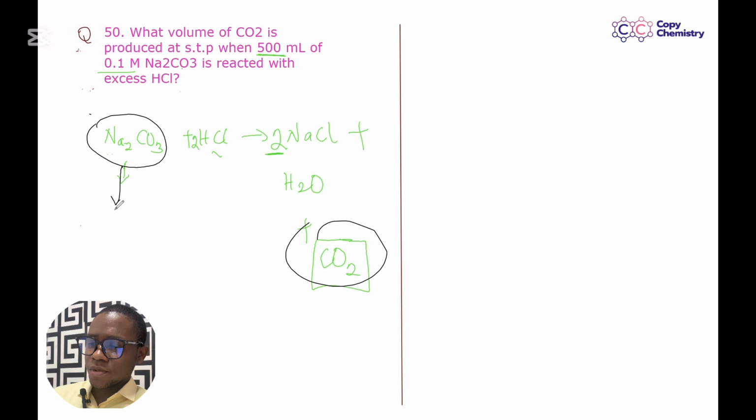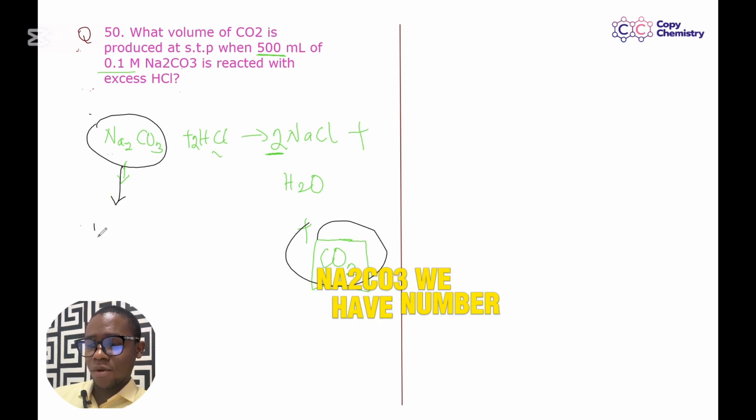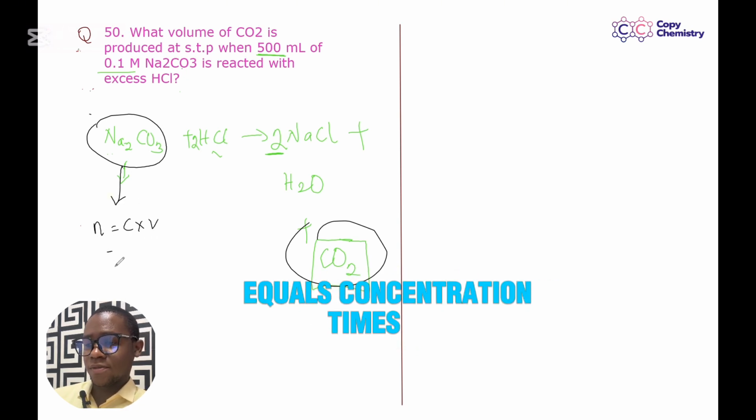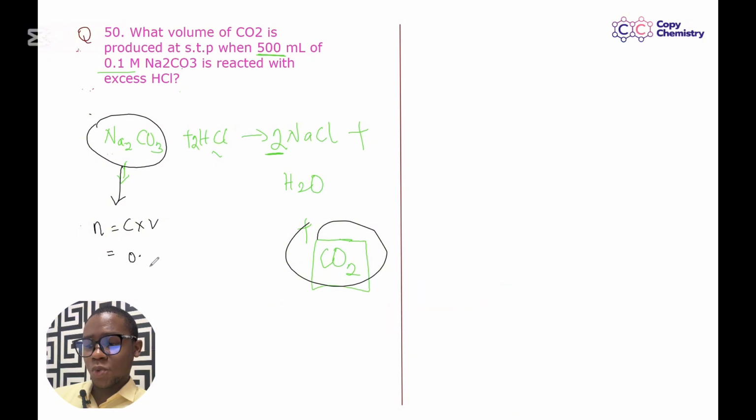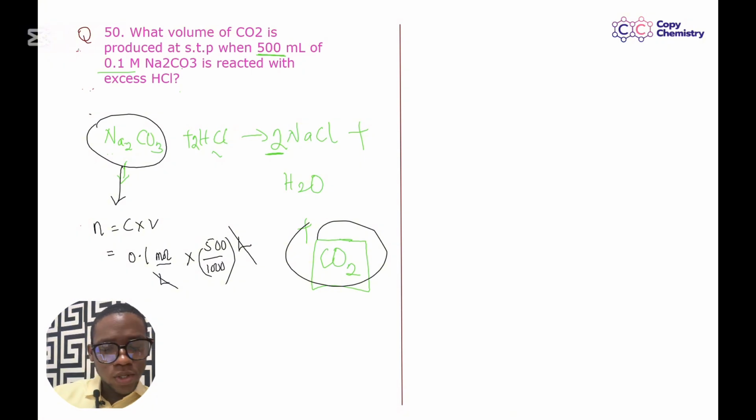What is the number of moles of Na2CO3 we have? Number of moles equals concentration times volume. So that's 0.1 molar, which is mole per dm cube or mole per liter, times the volume, which is 500 ml. This 500 milliliters is actually 500 divided by 1,000 liters, okay? So that the liter can cancel out here. What's our number of moles? That should be 0.05 moles.